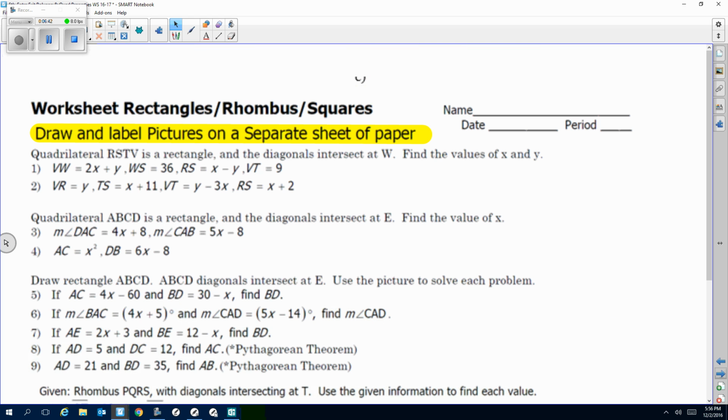You got it. Alright, so here you need to draw and label pictures on a separate sheet of paper. There's not enough room for you to work these out, so you do need to draw them on a separate sheet of paper. I'm going to make sure we're getting the problem started correctly.